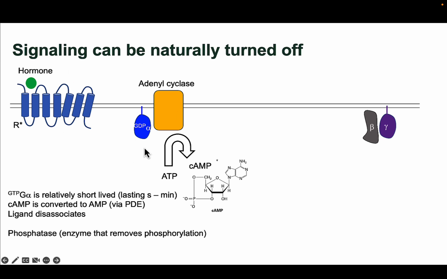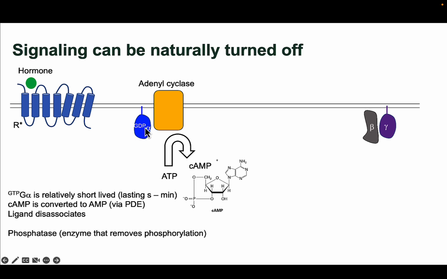So every signaling pathway needs to be regulated. We don't need to break down all of our glycogen, right? Some of it needs to be stored. We only need that short burst. And so I just want to talk about some ways that this pathway can be turned off.